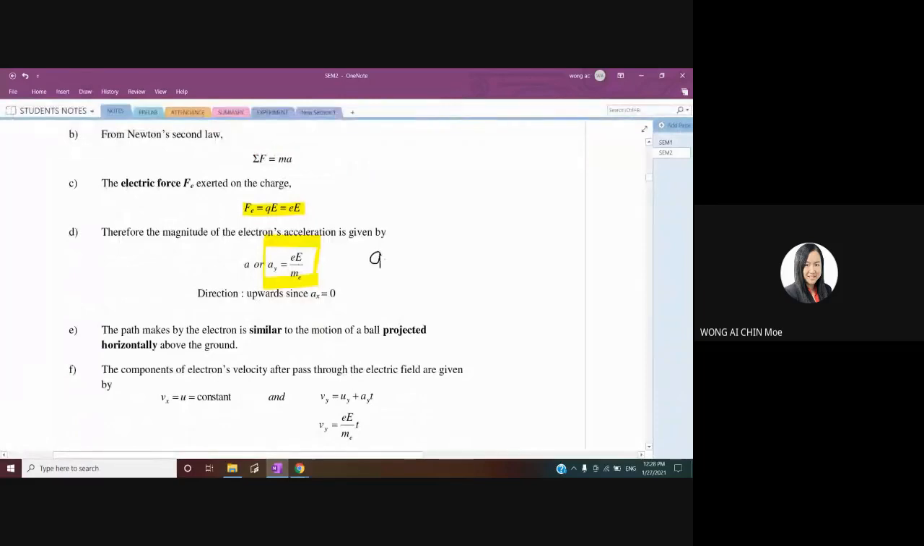Some books will write EQ over m. So this Q actually depends on whether it is a positive charge or a negative charge. If this is a positive charge, we need to substitute positive 1.6 times 10 to the power of negative 19 coulomb. If this is an electron, we substitute negative 1.6 times 10 to the power of negative 19 coulomb, negative because it is a negative charge.